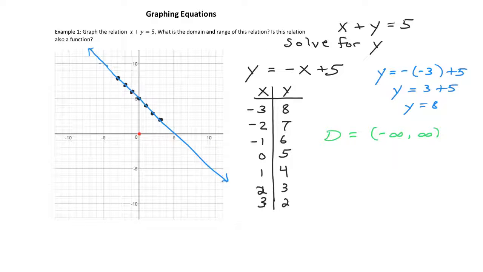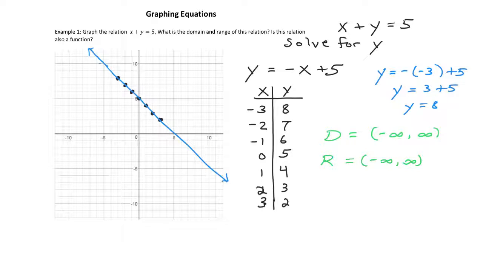This graph, let's say you started at 0, the graph is moving to the left and it never ends. It's also doing the same thing as we go to the right. This thing never stops. And the same is true for the y values. This graph is moving up, and then over in this direction, it's dropping down. You get every y value back as well. So the range is all real numbers.